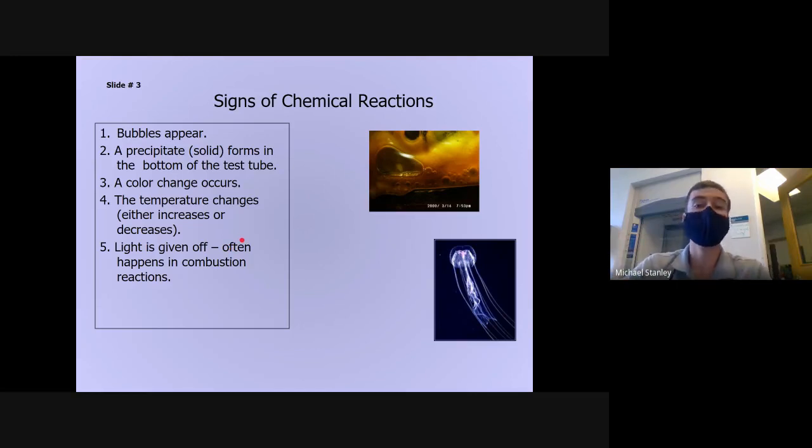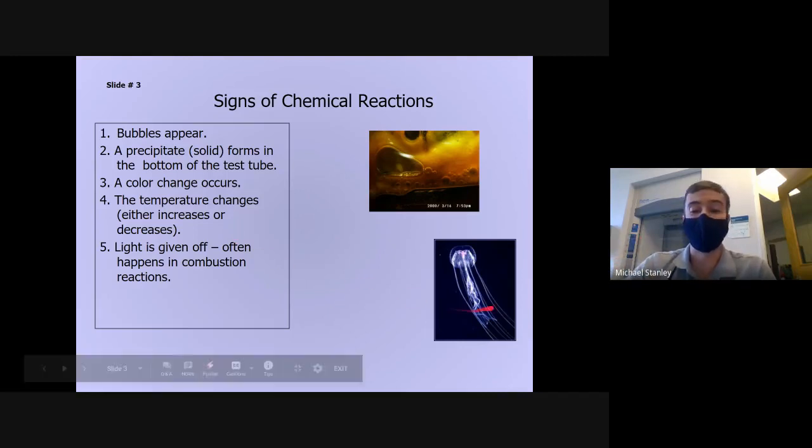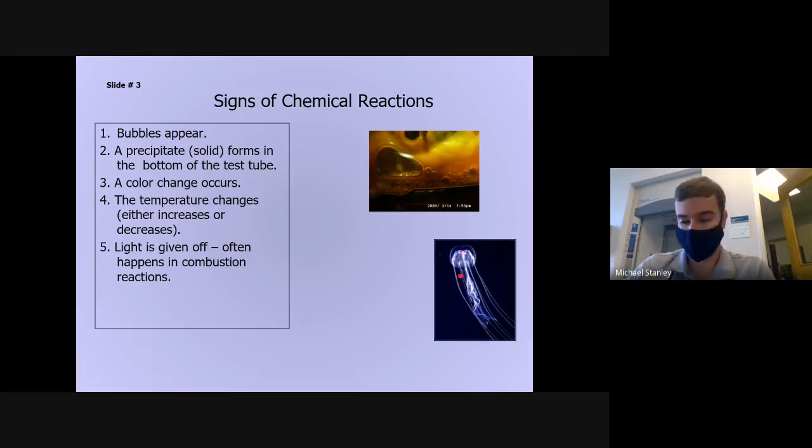Also, some animals can produce light due to a chemical reaction. Things like fireflies or this jellyfish down here, they have special proteins in their cells. And when they break down these proteins, light is given off as part of that breakdown reaction. And so these animals are able to produce their own light due to chemical reactions happening in special areas of their bodies.